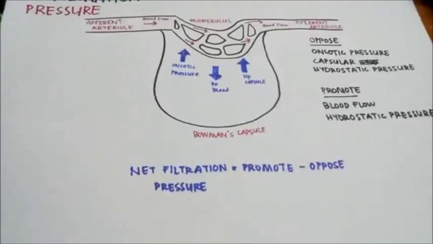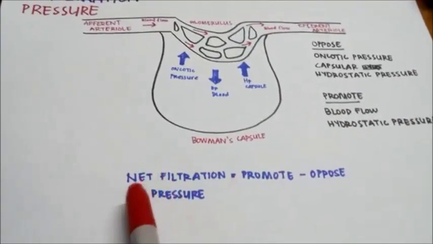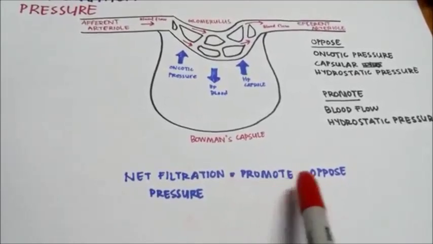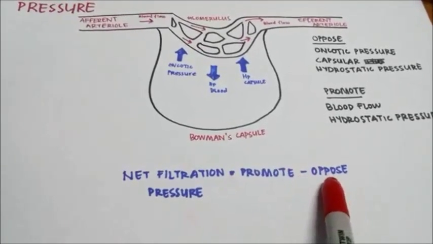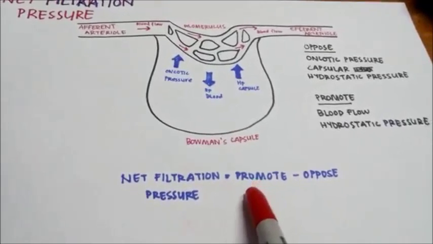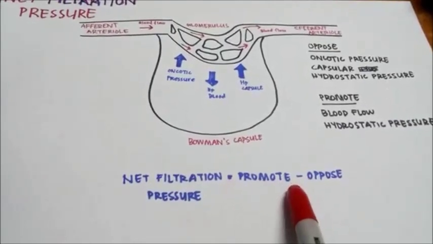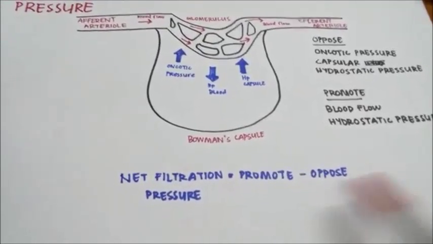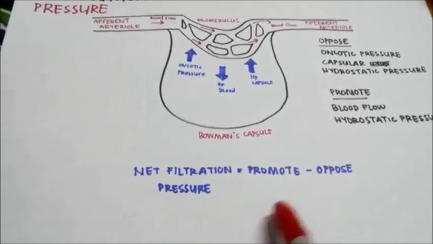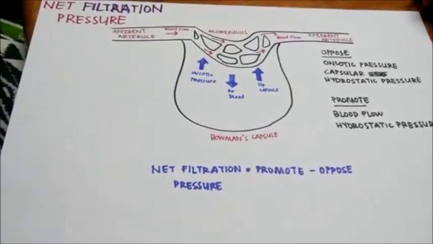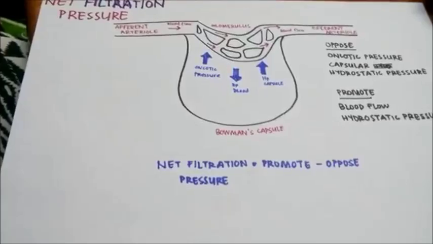So in order to calculate the net filtration pressure, we will use this formula, which is the pressures that promote filtration minus the pressures that oppose filtration. So here, the blood hydrostatic pressure minus the oncotic pressure minus the capsular hydrostatic pressure, and we will get the final net filtration pressure. So that is the process that occurs for the net filtration pressure in the Bowman's capsule.